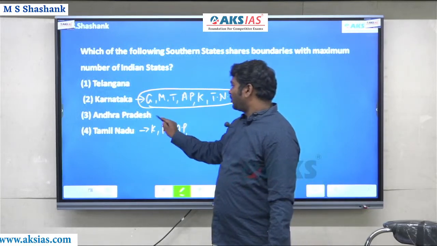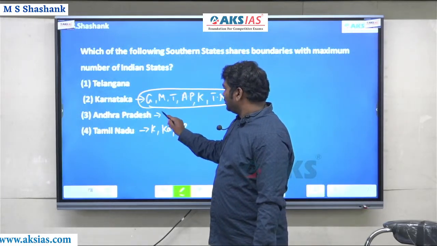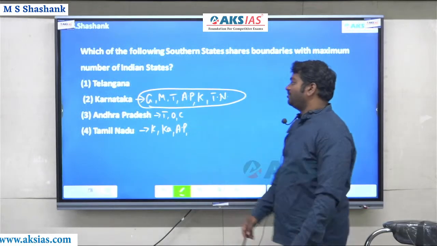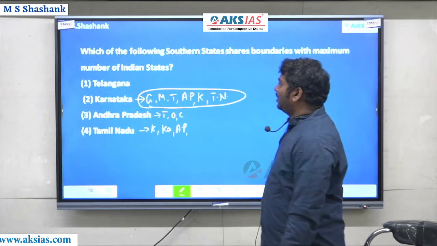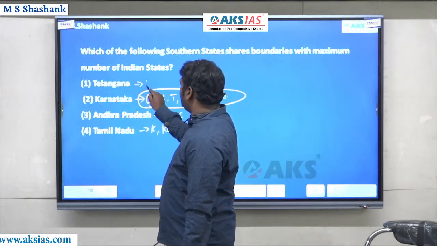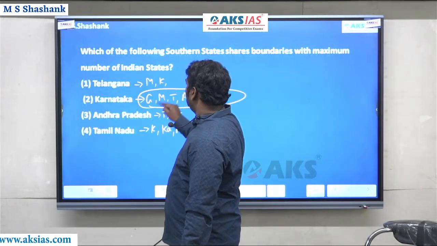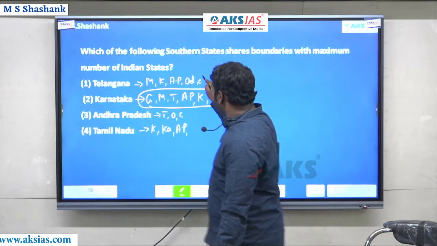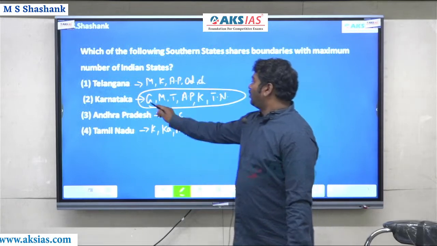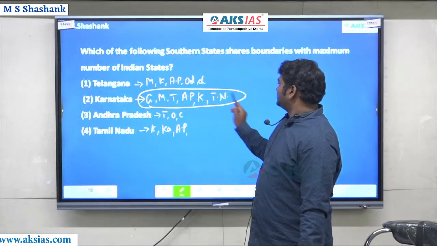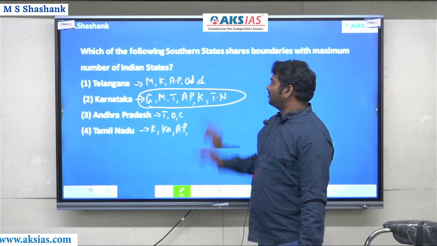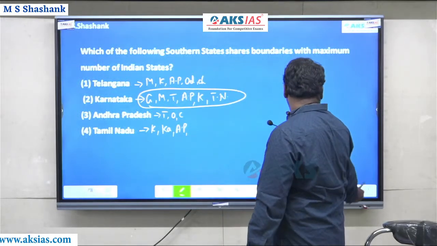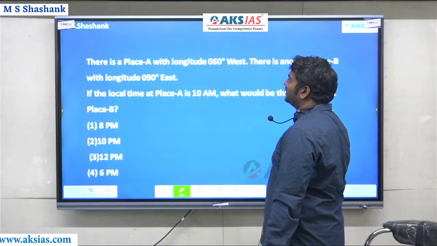Andhra Pradesh has border only with Telangana on one side, Odisha to some extent, and if you claim, Chhattisgarh. Now, if you look at Telangana, it has border with Maharashtra, Karnataka, Andhra Pradesh, Odisha, okay, if you consider Chhattisgarh, 1, 2, 3, 4, 5, 6. So 5 for Telangana, 3 and 3. So the answer is Karnataka.